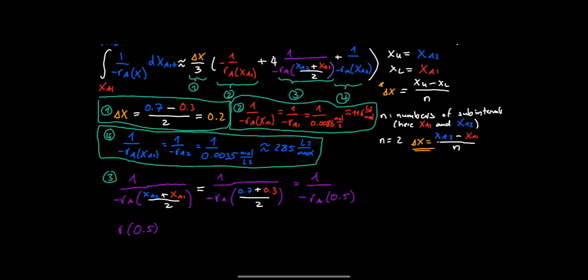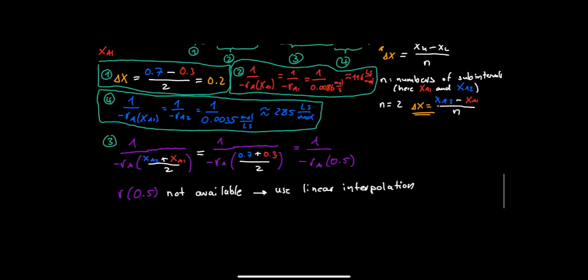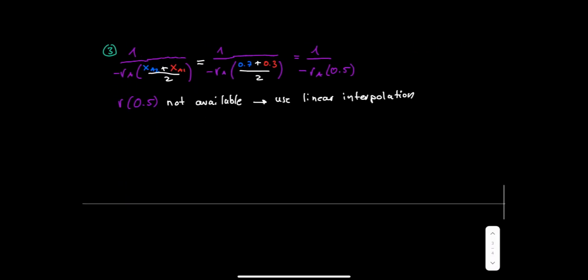Unfortunately, the reaction rate of species A at 0.5 is not available, so we need to use further approximation methods, and we will be using linear interpolation. So to understand linear interpolation, let us discuss this plot.